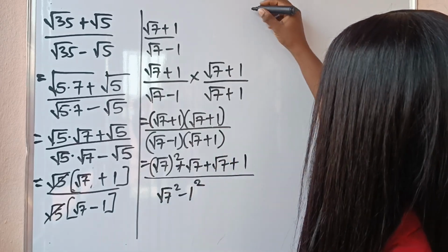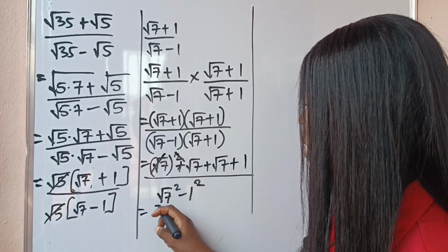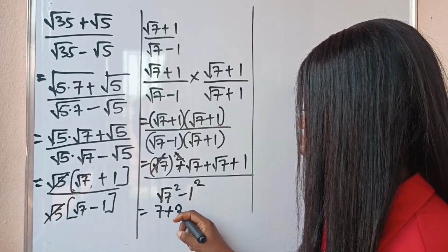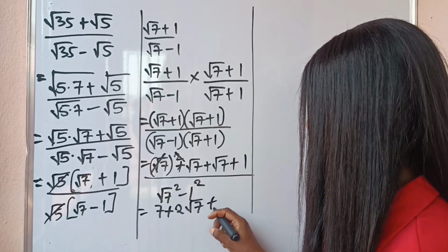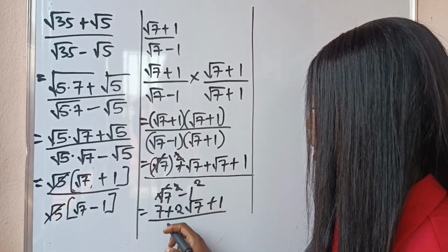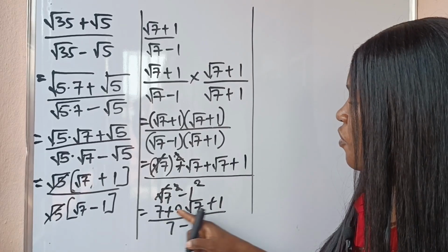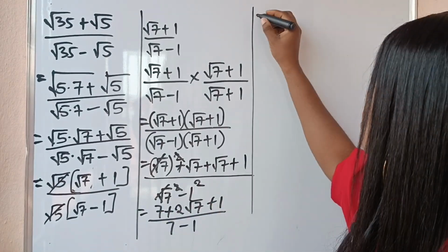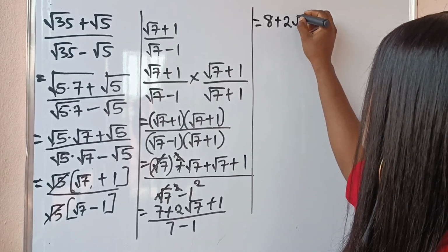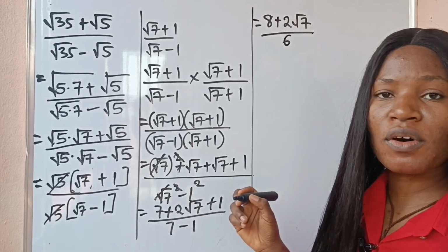Okay, so this is equal to, this we cancel this and we have 7. Root 7 plus root 7 will give us plus 2 root 7 plus 1, right? Divided by, now this we cancel this, we have 7 minus 1 squared is 1. Now if we solve this, we have 7 plus 1, which will give us 8, plus 2 root 7, divided by 7 minus 1 will give us 6.